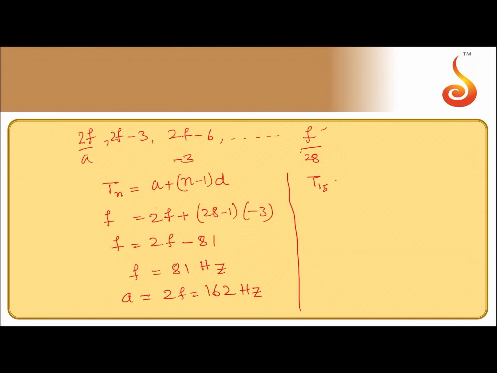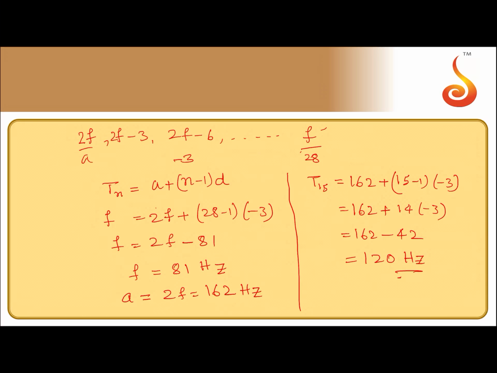Now for the 15th tuning fork, T15 should be equal to 162 plus 15 minus 1 into -3. So it is 162 plus 14 into -3, that is 162 minus 42, since 14 3s are 42. So it will be 120 Hertz. It is a decreasing arithmetic progression. So the answer is option A.